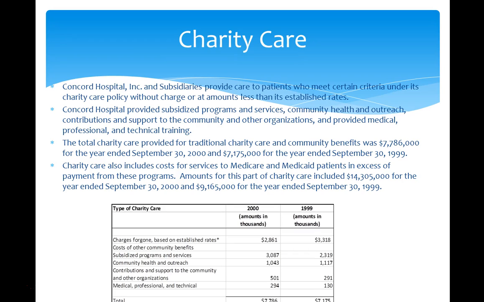You can also see here that they provide services to patients who have Medicare and Medicaid, and part of the charity care includes $14.3 million for the year ended 2000 and $9.2 million for the year ended 1999. That was in excess of the payments that they received. So when healthcare institutions perform services on Medicare and Medicaid patients, they don't always cover their costs. So that's what this is getting at. And this is not included in the information below.